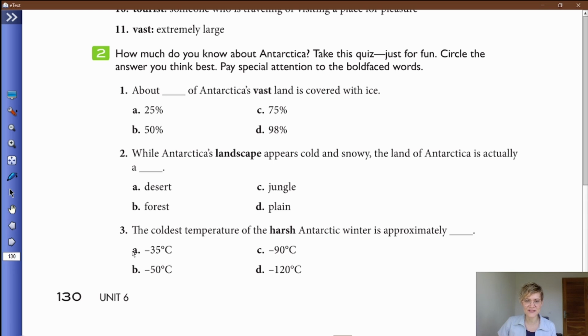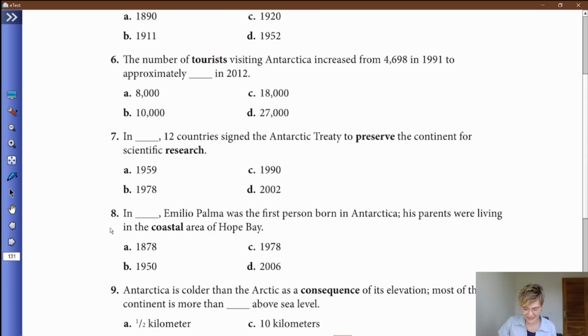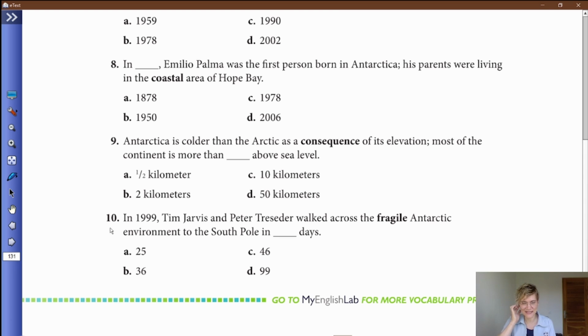And 3, the coldest temperature of the harsh Arctic winter is approximately how much below 0? Try to answer that. Now go to 4. We've got 4, 5, 6, 7, 8, 9, and 10. That is just what you think it is, but in this case, we're working with the bold-faced words in the context of a sentence. Pause your video, and try to answer numbers 1 till 10.